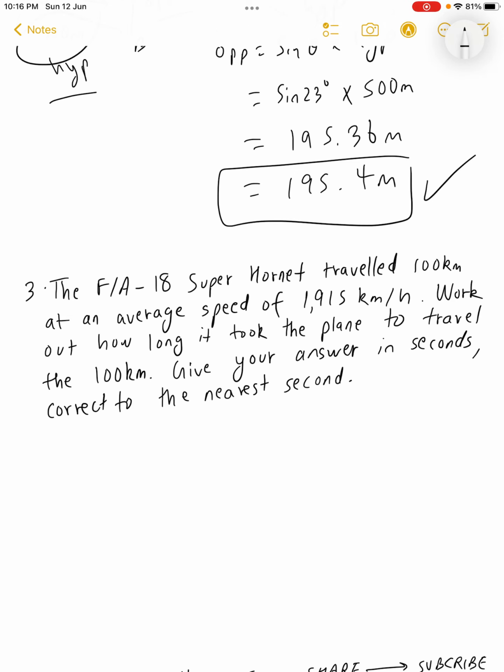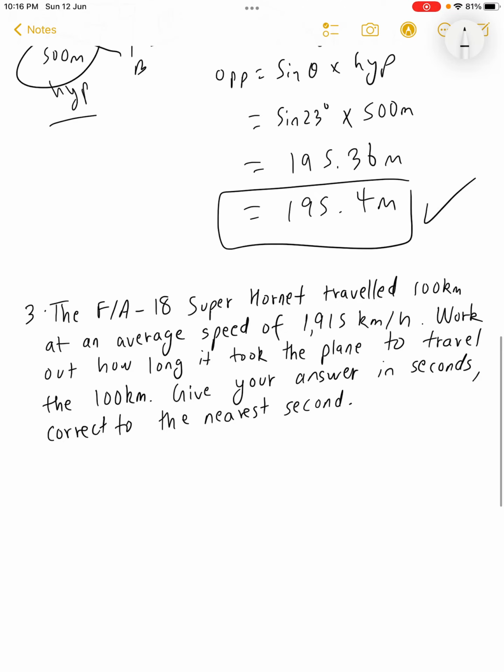Alright, let's move on to the final question of the final Top Gun series. Since the FA-18 Super Hornet traveled 100 kilometers at an average speed of 1,915 kilometers per hour, work out how long it took the plane that Tom Cruise has flown to travel the 100 kilometers distance. Give your answer in seconds, correct to the nearest second.